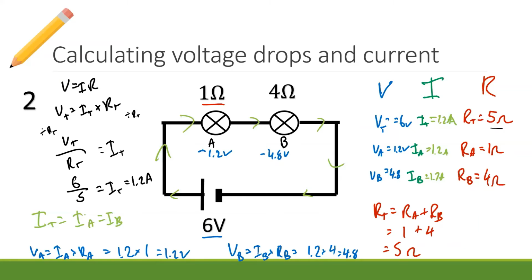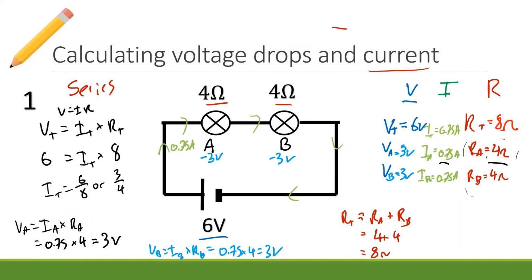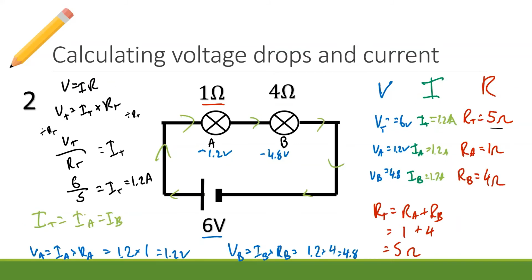Now, it's interesting comparing this one, the first one, to the second one, because the voltage drops are different. And it makes sense that the voltage drops are different. This resistor is easy for it to get through, so it doesn't need much energy. But this resistor is a lot higher, so it needs more energy to get through. And that's why it's got a higher voltage.